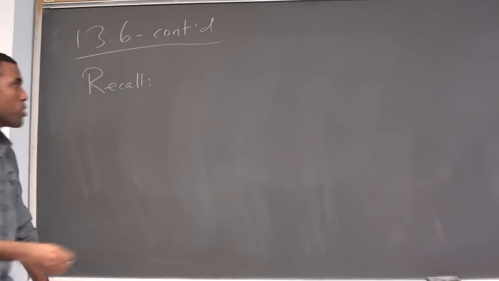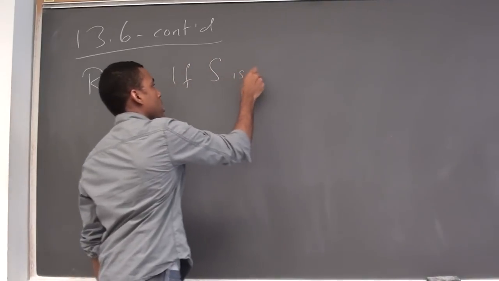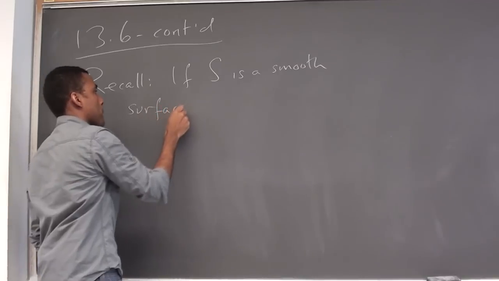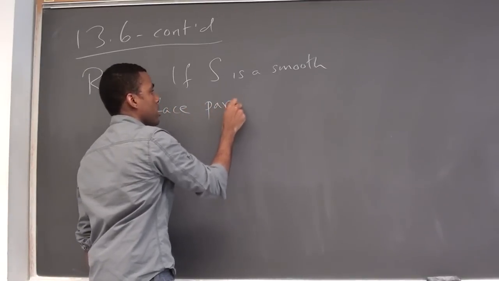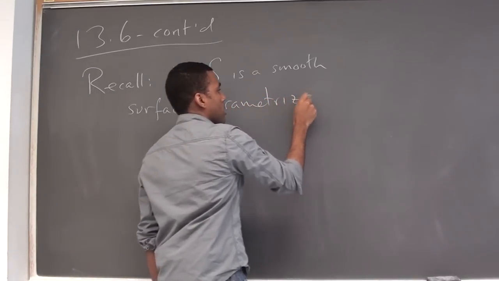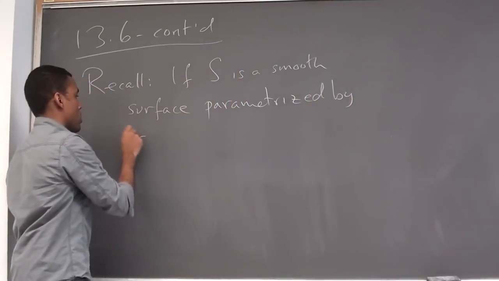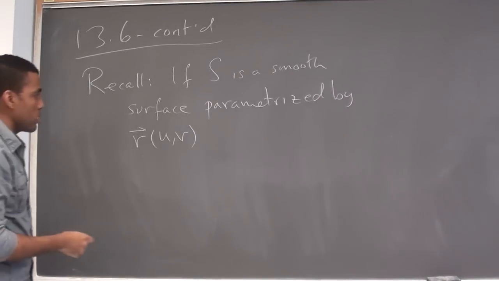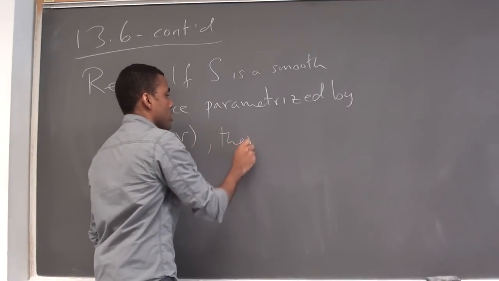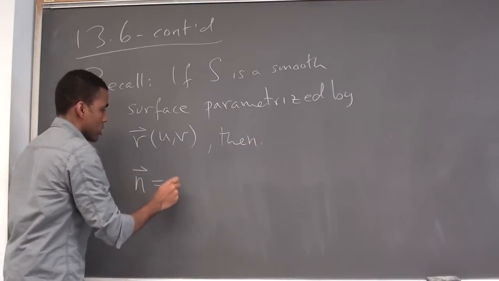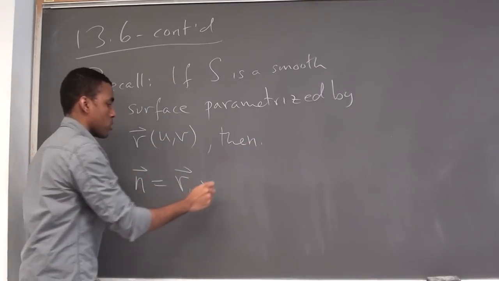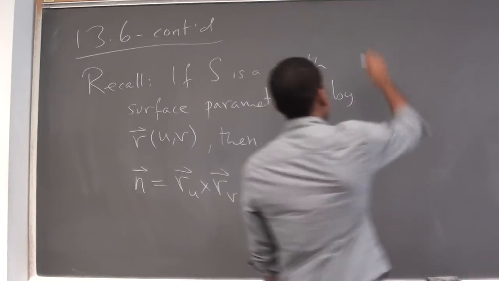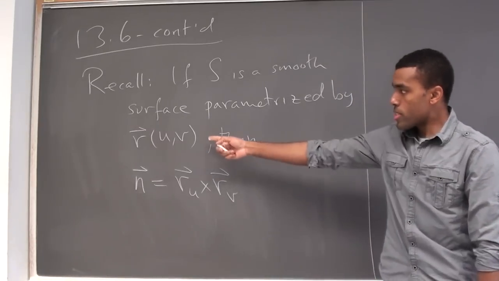So recall what we've seen so far. If S is a smooth surface parameterized by a vector function in 2 variables, right? If we're doing a 2-dimensional surface, we need 2 variables. Then we know that the general formula for the normal vector to the surface is to take the partial with respect to one variable, cross product that with the partial with respect to the other variable. And this is if your surface is parameterized.